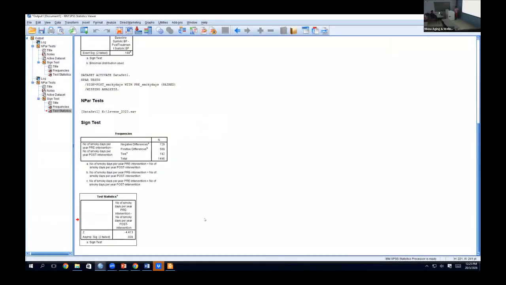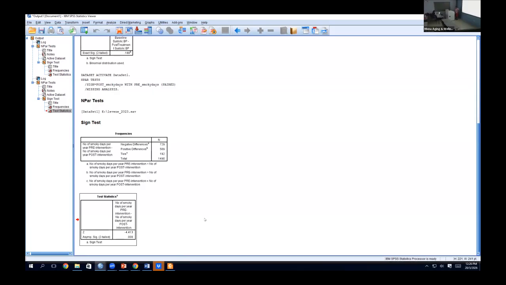The first question said, if it was a two-tailed test, so what's our conclusion going to be? Did the intervention make a difference? So that's the question for the two-tailed test. Is there a difference? Yes. Look at the p-value, less than 0.05. So did the intervention make a difference? Yes. Now the question is, what kind of difference did the intervention make? The number of smoky days increased after the intervention.